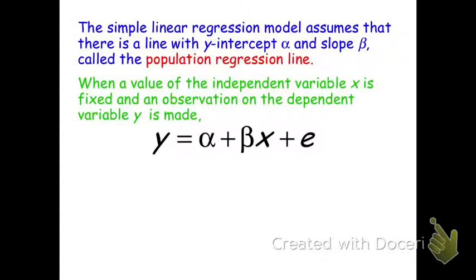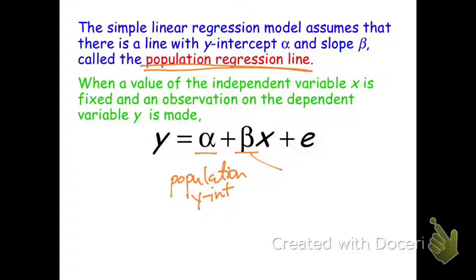This formula right here is what we call the population regression line, where we're using alpha and beta to represent the population y-intercept and the population slope. They are population because they are Greek variables.